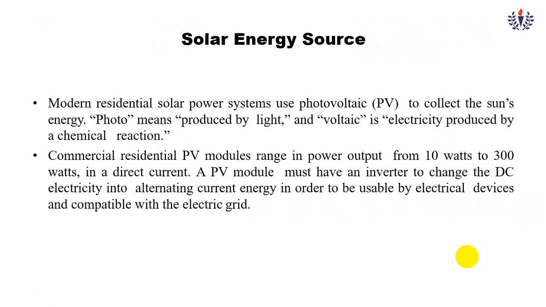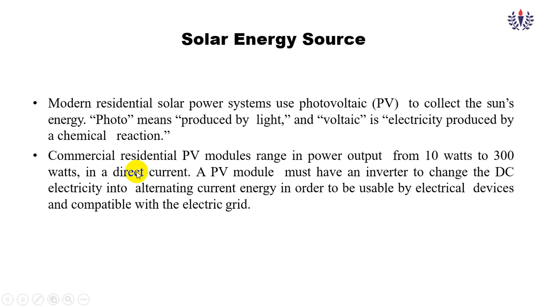Now we can see them one by one individually. We know about solar energy resources. Today we are speaking more about it. This is a modern residential one we are seeing, getting energy from the sun. What is the name of it? Photovoltaic. It is nothing but the sun's energy, produced by light. Voltaic is electricity. So light is converted into electricity by a chemical reaction.